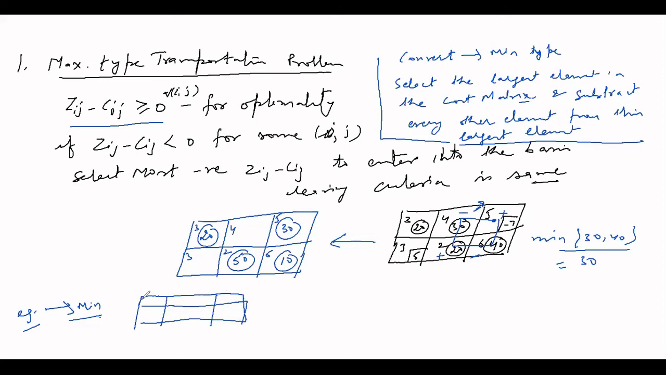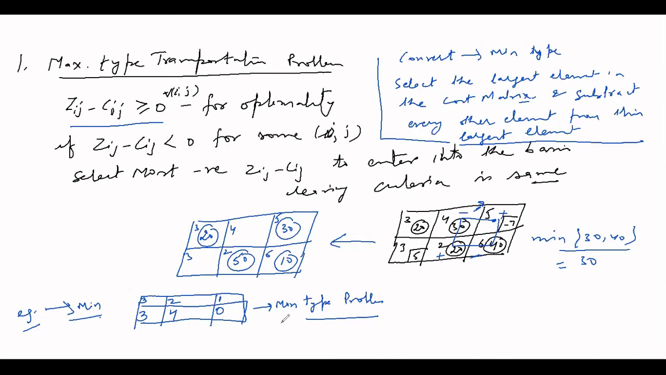So 6 minus 3 is 3, 6 minus 4 is 2, 6 minus 5 is 1, 6 minus 3 is 3, 6 minus 2 is 4, and this is 0. So this is a minimization type problem. Once you have converted this problem to minimization type, now you can solve it in the usual way, and then in the final answer, you put the allocation into the original matrix, and you will get the answer for the maximization type problem.